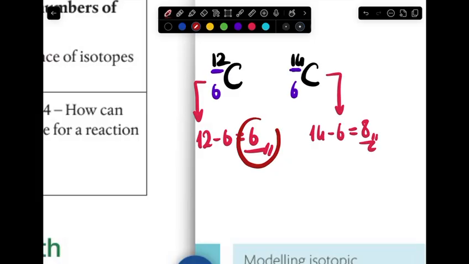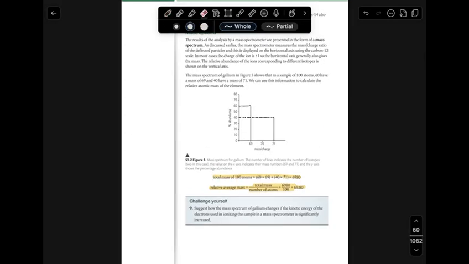And the last topic we will talk about is an HL topic. It's mass spectra and relative atomic mass as well. So let's explain it from this graph right here, this diagram.